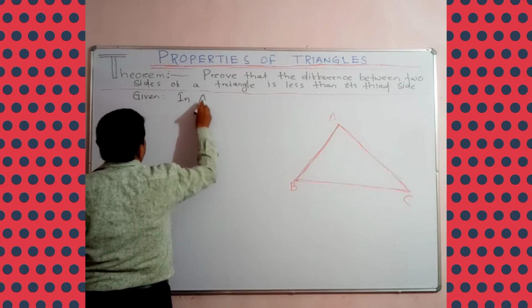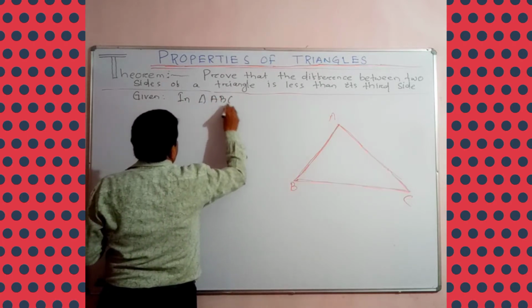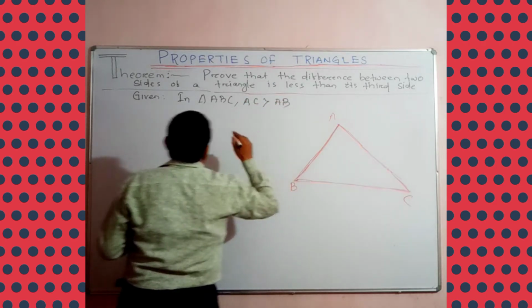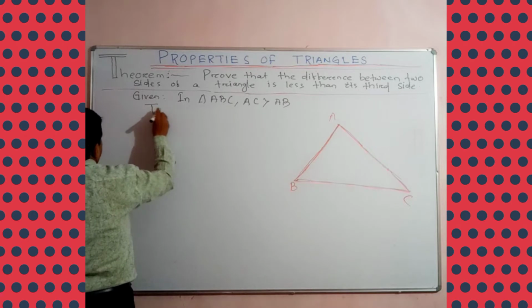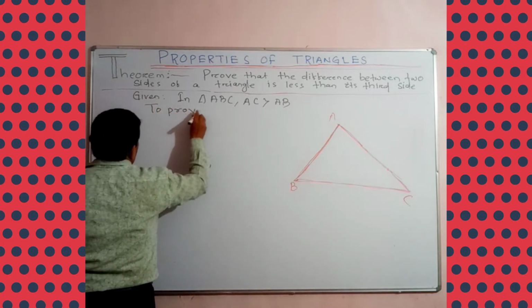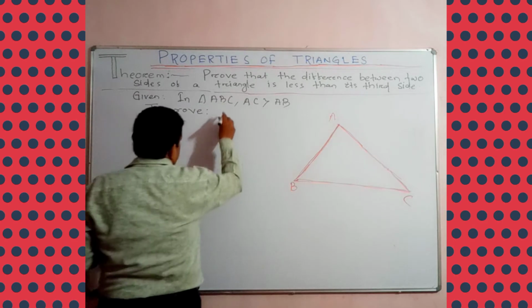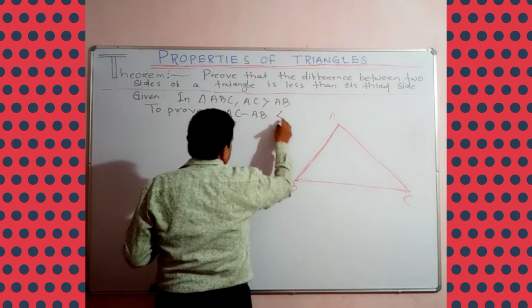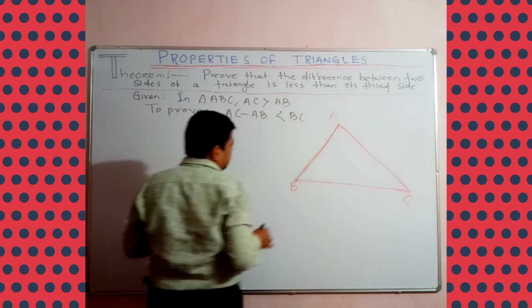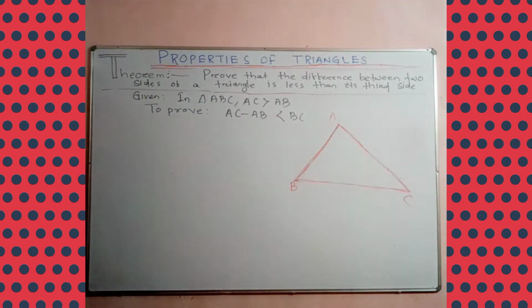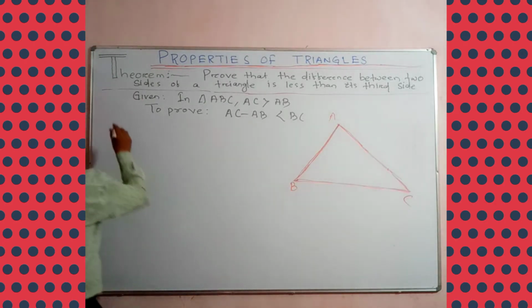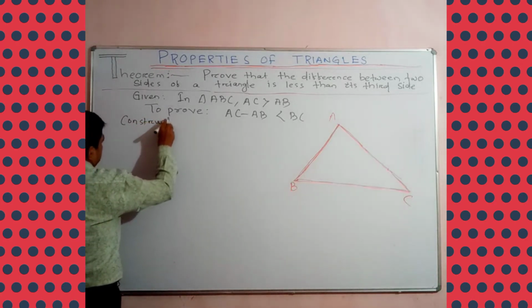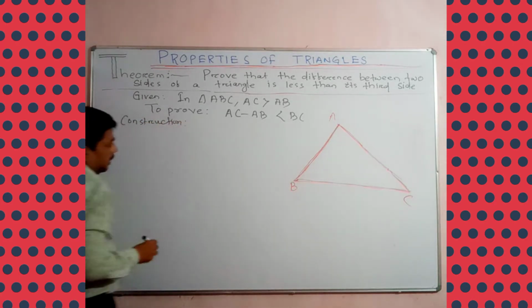In triangle ABC, let AC be greater than AB. Then we have to prove that AC minus AB is less than BC. The difference between the two sides of a triangle is less than the third side. Okay, understand? So here we have to do a construction for this.